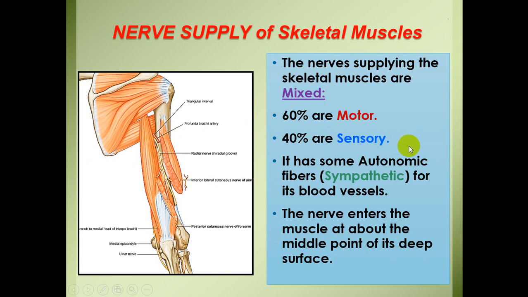Then autonomic fibers that are supplying the blood vessels of skeletal muscles are also present in these nerves. Sensory nerves are also there, as the skeletal muscle activity is monitored and the feedback is given to the higher centers.